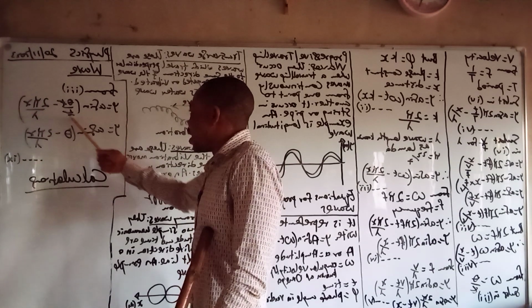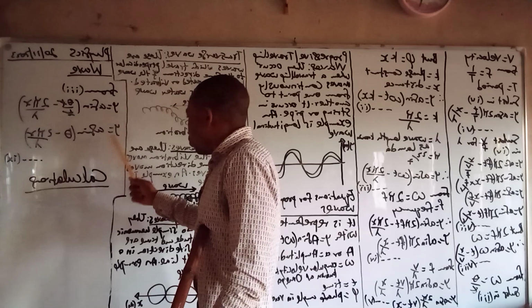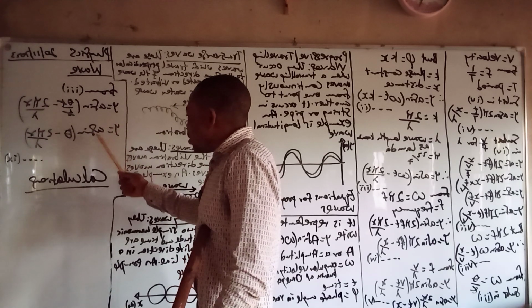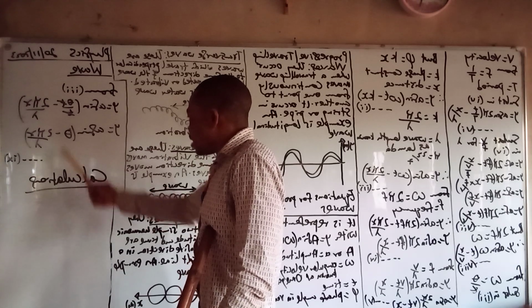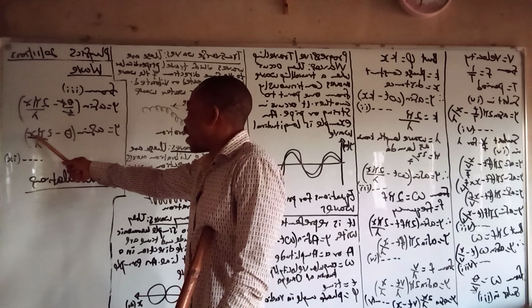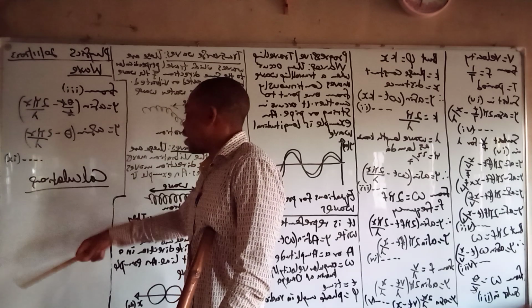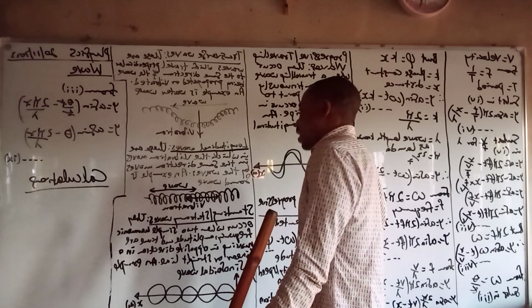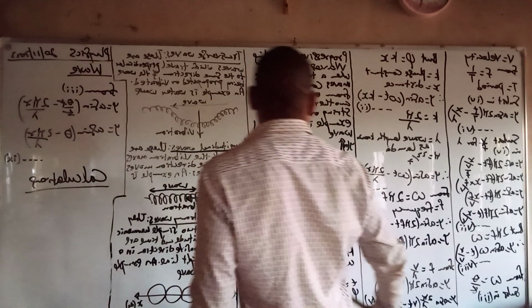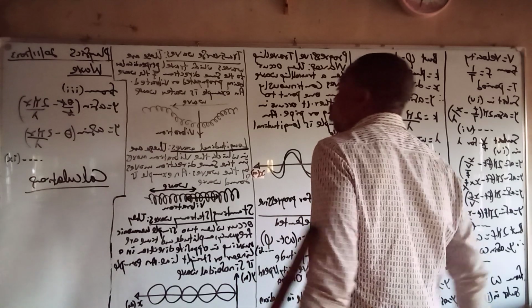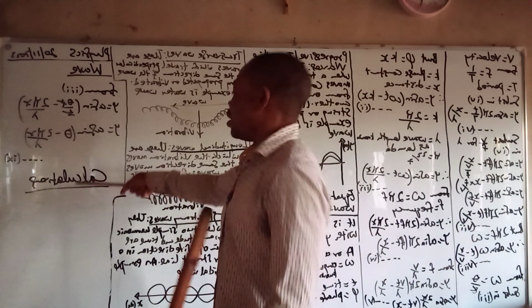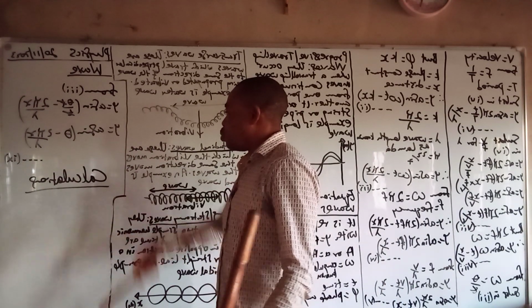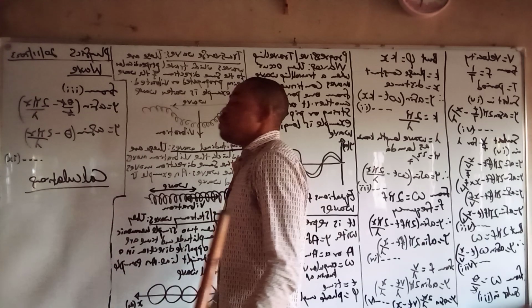We cancel t, cancel t. We are now left with y equals a sine bracket theta minus 2 pi x over lambda. That is equation 9. So we have almost 9 equations for calculating progressive waves. We are now in calculations. Let's now hit the calculations in the next phase.